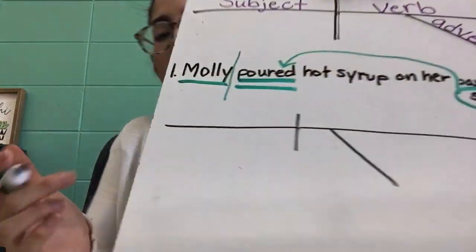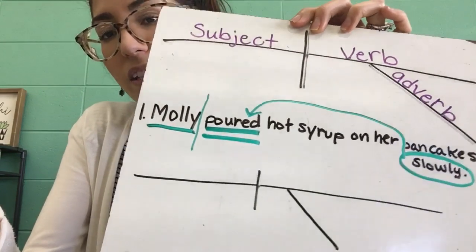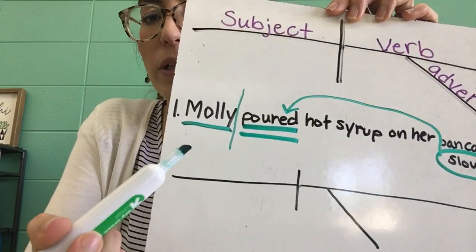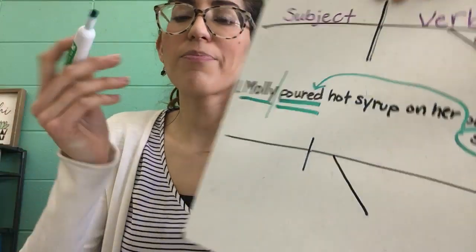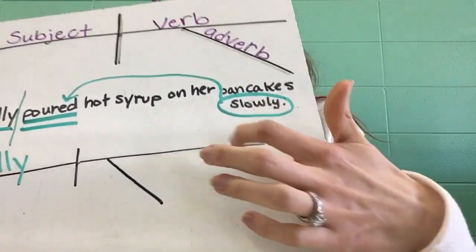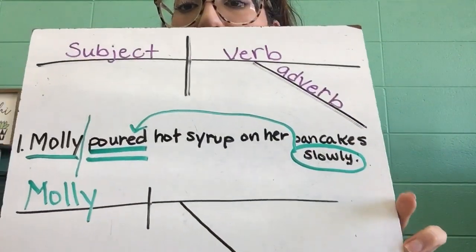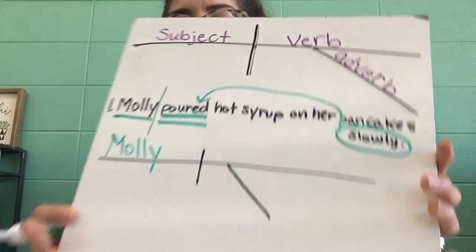So, what do we want to diagram first? I always say let's diagram our subject first. That's super easy. So, our subject goes, that's right, it goes here. So, we're going to put Molly on that line. And then we're going to put what here? That's right, our verb. What's our verb? Good. Poured.